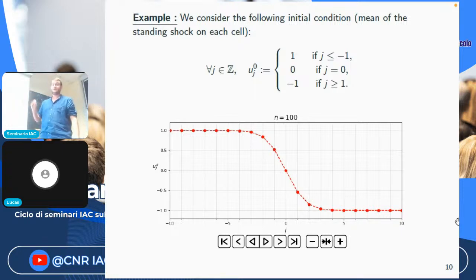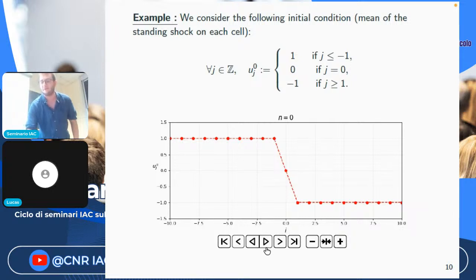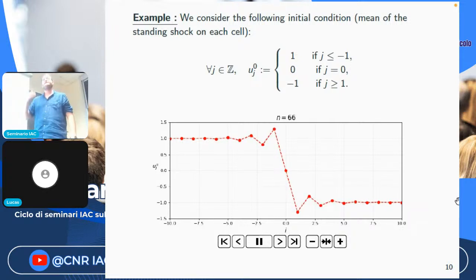After some iterations, I seem to converge towards some stationary solution of my numerical scheme. Also, this stationary solution seems to connect the two states 1 and minus 1. This is a stationary discrete shock profile. There are a lot of things to say already here. First, because we are considering a diffusive scheme, we see that there is some kind of viscous, parabolic behavior that appears. If I were to consider, for instance, the Lax-Wendroff scheme, which is a dispersive scheme, I would rather see dispersive behavior appear, for instance oscillations near the shock.